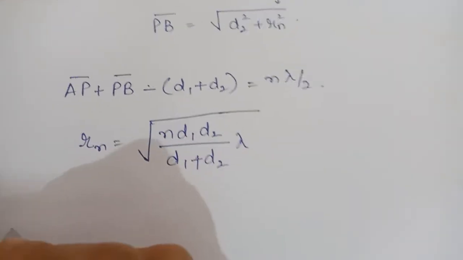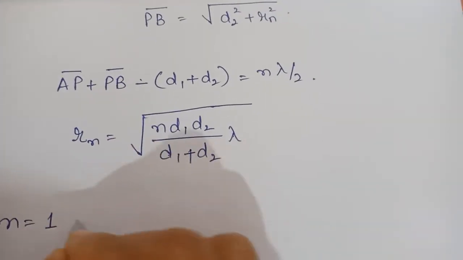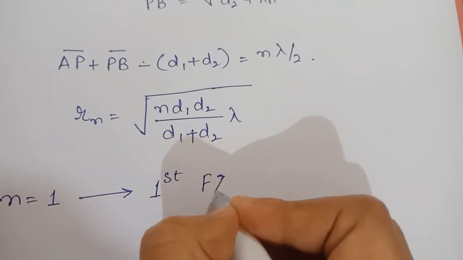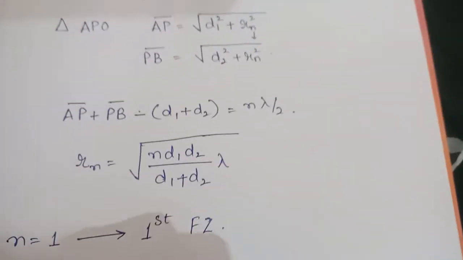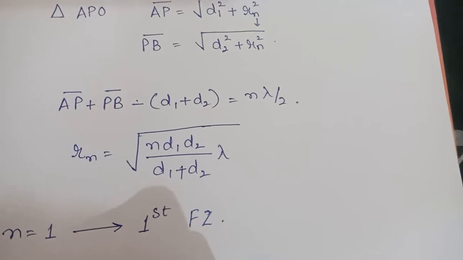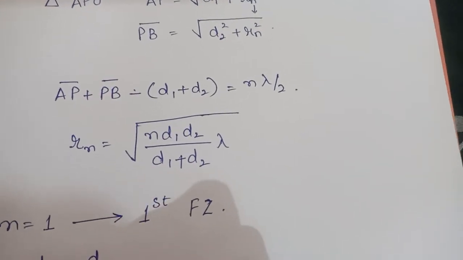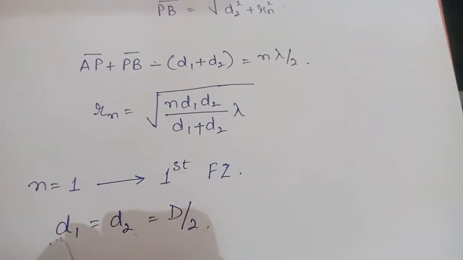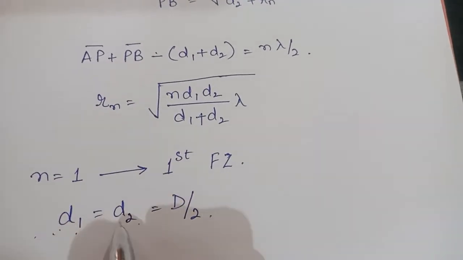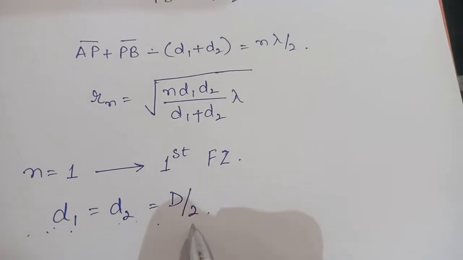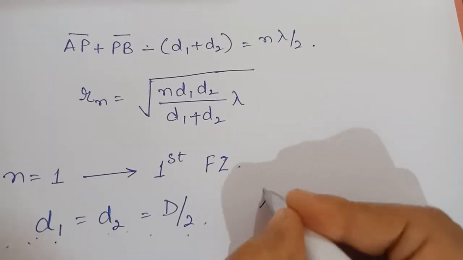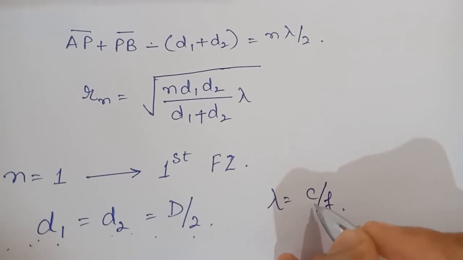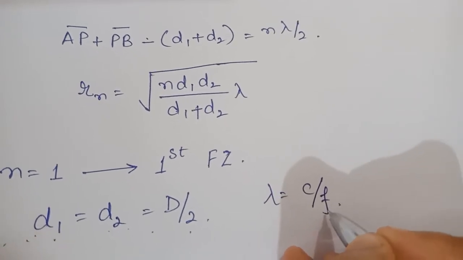Now if we put the value of n equal to 1, n equal to 1 means your first Fresnel zone. Now this is your first Fresnel zone. Let us assume D1 is equal to D2 is equal to D by 2, capital D by 2. These two distances, between your transmitter and obstacle, and between your obstacle and receiver, are D by 2. And lambda is equal to C by F, where C is the velocity of light and F is the frequency of your signal.